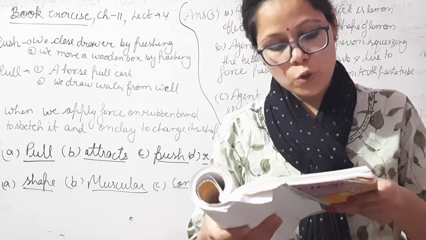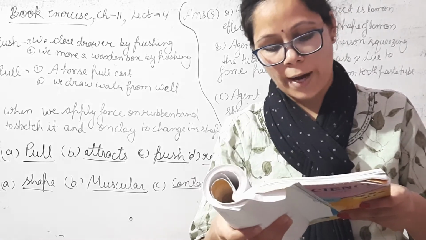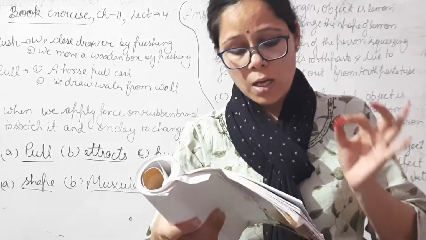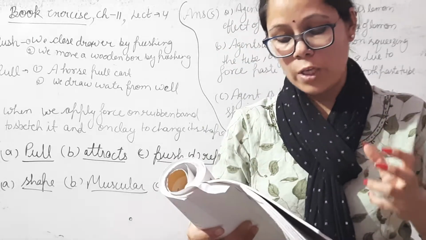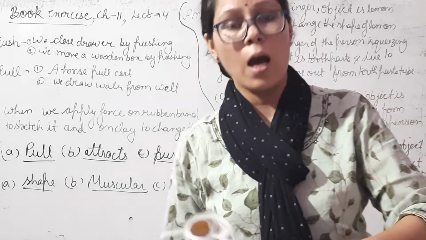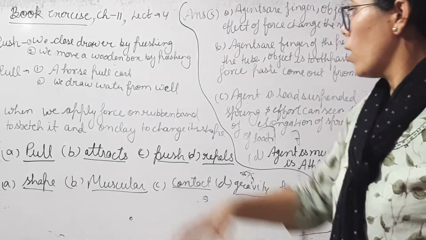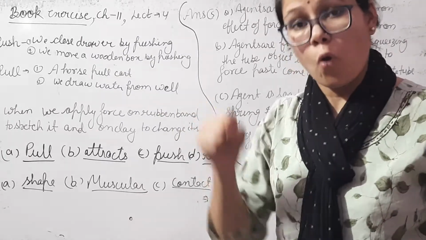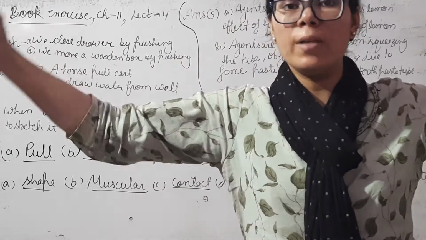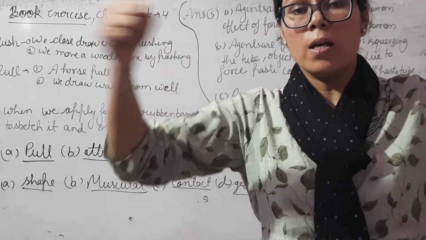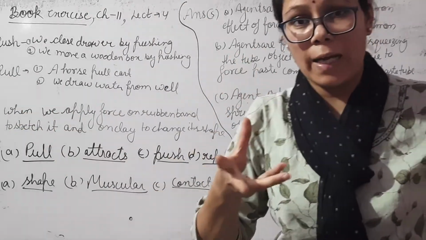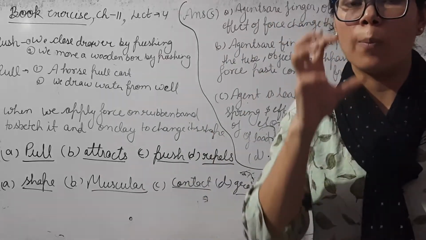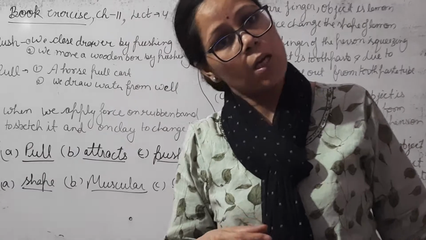Now second is give two examples of situations in which applied force causes a change in the shape of an object. First example, when we apply force on a rubber band, then the rubber band becomes stretched. When we apply force on clay, then the shape of the clay changes. So these are the two examples where we apply force and the shape of the object changes.